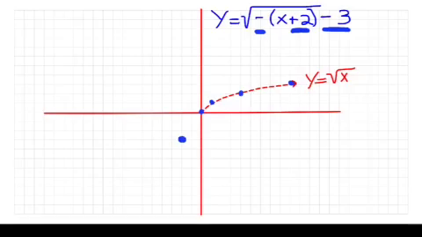Left 2, down 3. But this time, instead of going right 1, I'm going to go left 1 and up 1 because it didn't reflect over x this time. I'm going to go left 4 and up 2. And I'm going to go left 9 from my new endpoint rather. And I'm going to go up 3. And then I'm going to draw my graph. Not very well drawn, but you get the idea here that we would go through each of these points.